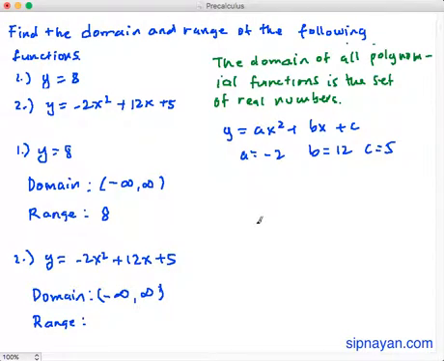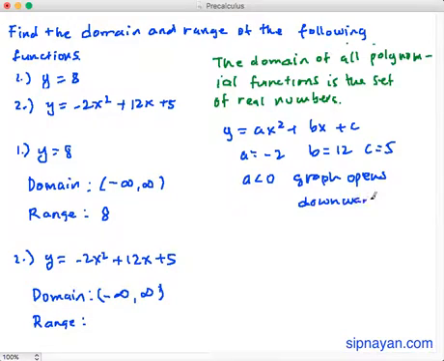Sabi natin, kung naalala nyo yung pinag-aralan sa quadratic function, if a is less than 0, the graph opens saan? Downward, upward? Downward. Pag a is greater than 0, the graph opens upward.